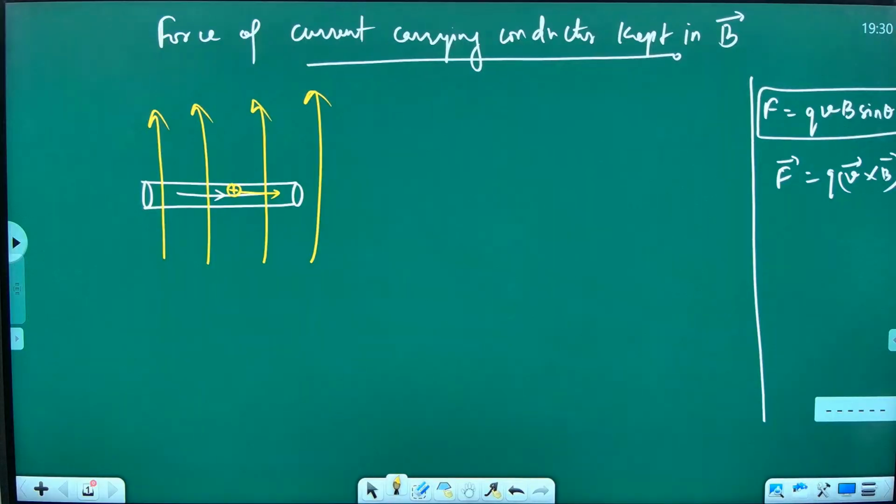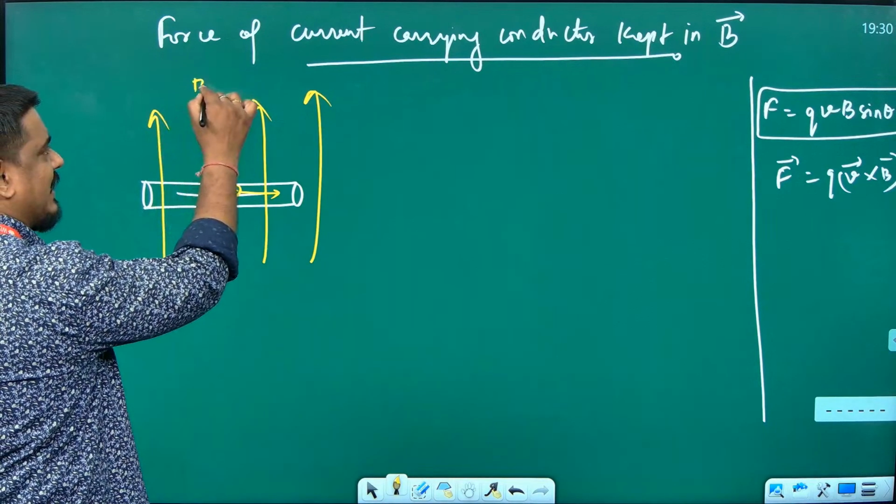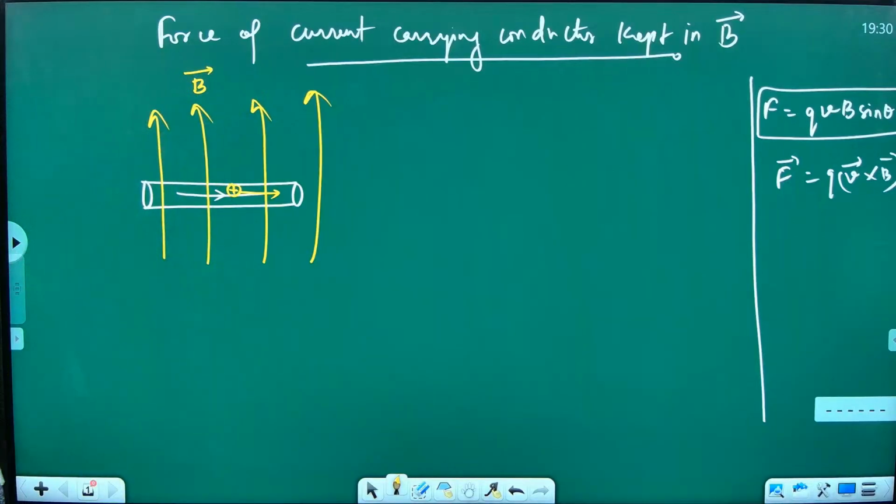Do you agree with me or not? And negative charge will move in the opposite direction. Now the magnetic field is acting in this direction, and if I am taking one positive charge, it is moving in the right hand side direction.